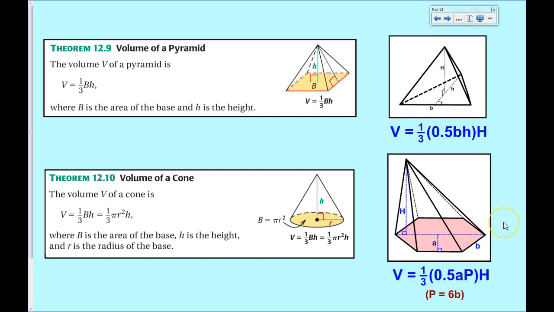Down below, the hexagonal pyramid is a little bit more difficult. You still have that 1/3 factor. The area of the base uses 1/2 times the apothem times the perimeter, times the height of the pyramid itself. And then, of course, the perimeter is going to be 6 times the value of b because there are 6 sides to it. If you can handle writing these 2 formulas yourself without any assistance, you're going to do pretty well here, because from this point onward, all you have to do is plug in values.